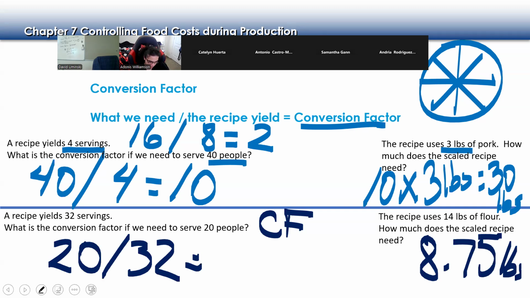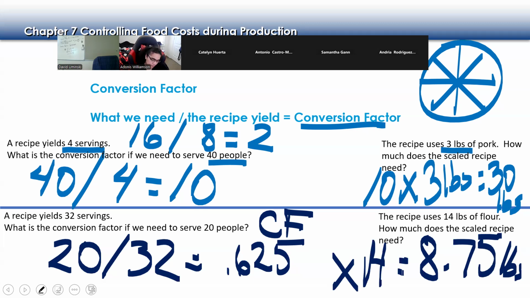Oh, sorry, it was 0.625. Okay, so 0.625. You can see that because we are decreasing our amount from our normal recipe, this number is going to be less than 1, which means we're going to use less product. So I multiply that 0.625 times the 14 pounds of flour, and I'm going to get 8.75 pounds. That's how much I need to actually use for my recipe.